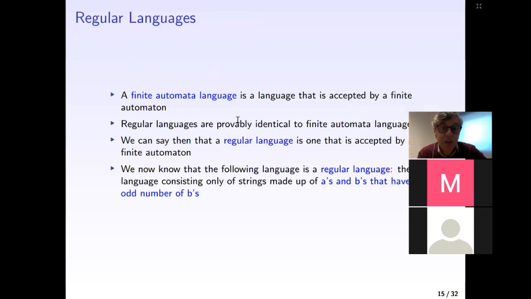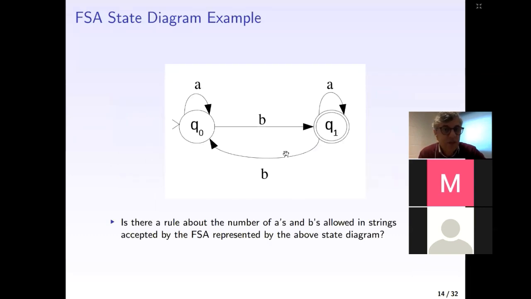Okay, that was a little bit long slide, but I wanted to create a correspondence between the things we have studied so far. A finite automata language is a language that is accepted by a finite automaton. Like I said in the beginning of the course, we have language, grammar, machine. For the regular one, we have regular language, regular grammar, and finite automata. Regular languages are identical to finite automata. That's exactly what we discussed. If you have a finite automata, that means there is a regular language for that.